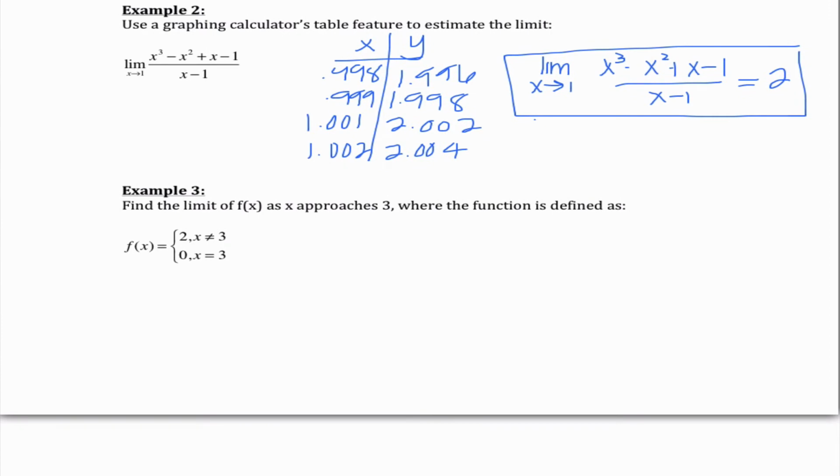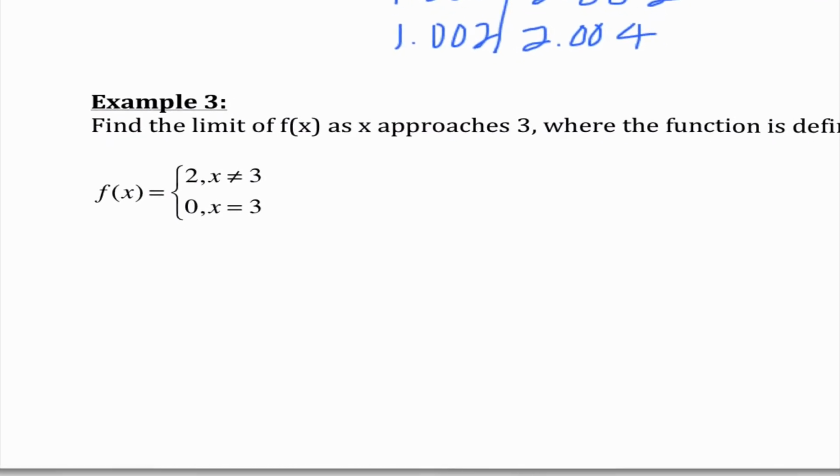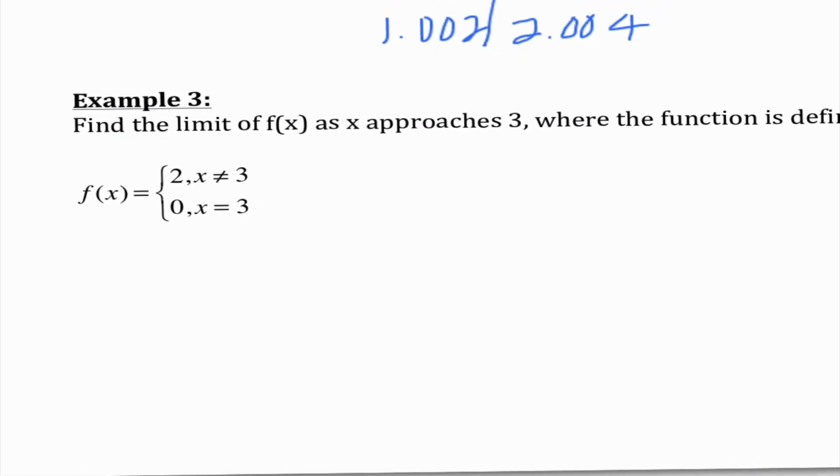So number 3, this time we have a piecewise function. Okay, so I'm actually going to go ahead and sketch a graph of this, and we're going to sketch this by hand. With a piecewise function, first of all, I'm just going to write what it's telling me to find. It's telling me to find the limit as x approaches 3 of this function, and I'm just going to write f of x there. Okay, but before we find the limit, let's sketch a little graph.